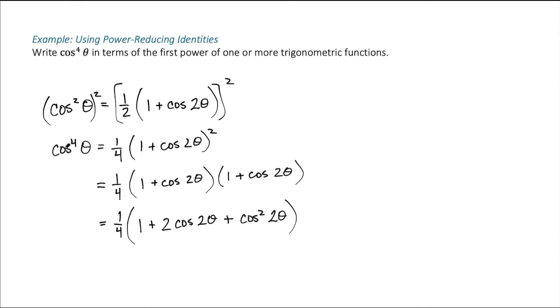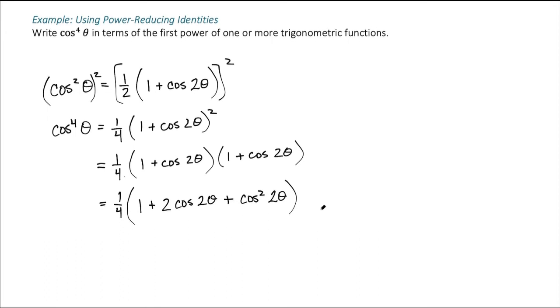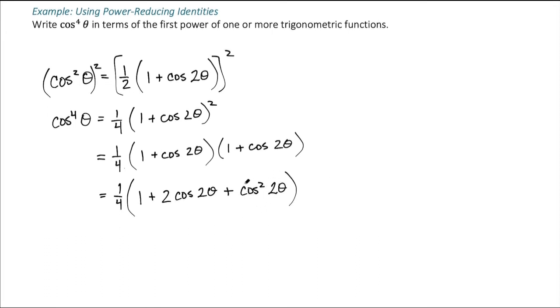So I've now written this cosine to the fourth in terms of lower powers, but I still have a cosine squared here, and I just want the first power of trigonometric functions. So we're going to go ahead and now use the power reducing identity on this cosine squared as well. So I've got 1/4, 1 plus 2 cosine of 2 theta, and now this cosine squared, I use the identity. Cosine squared of 2 theta is 1/2 times 1 plus the cosine of 2 times that angle. I'm going to write that out, 2 times that angle.